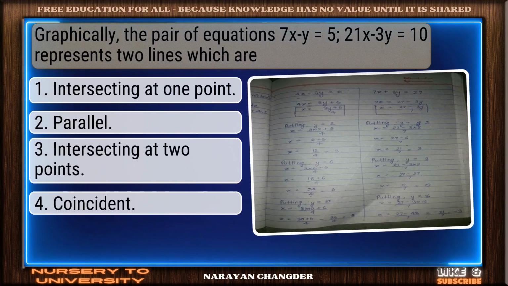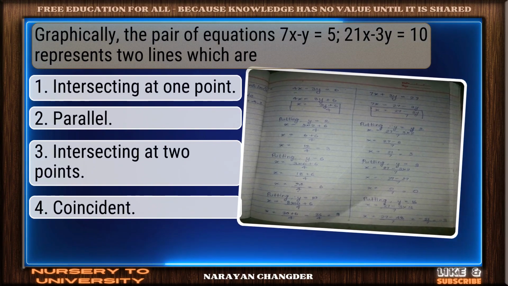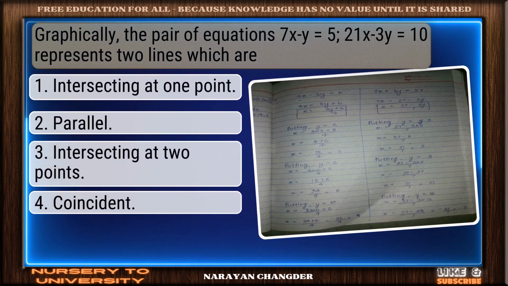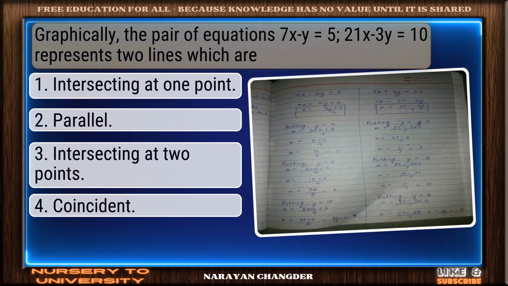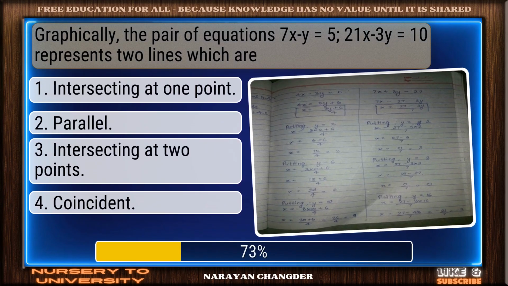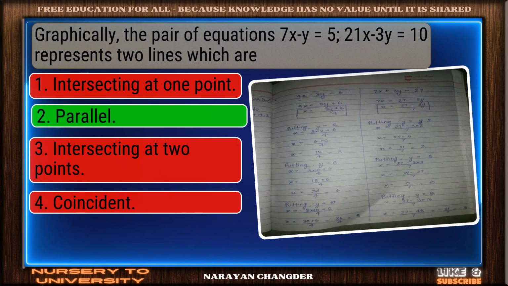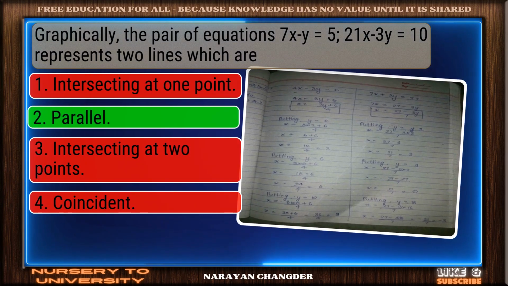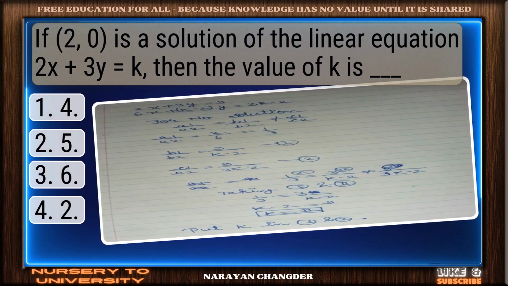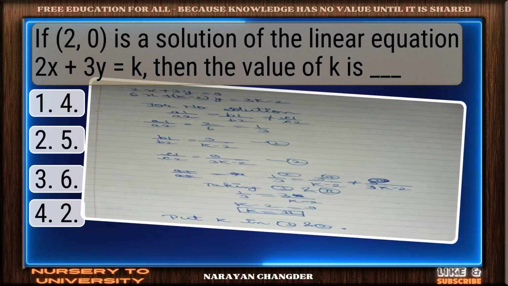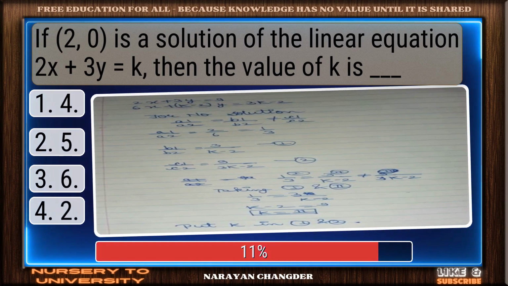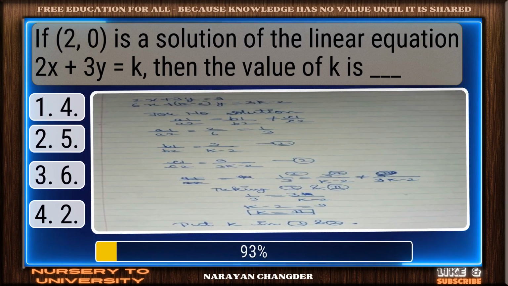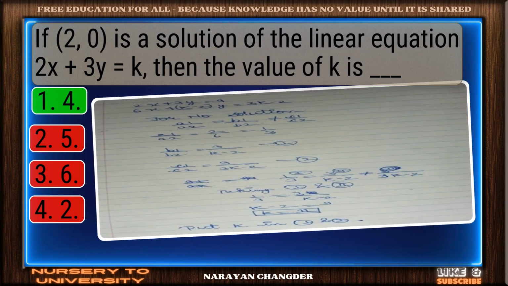Graphically, the pair of equations 7x plus y equal to 5, 20x plus 3y equal to 10 represents two lines which are. Great job. Parallel is accurate. If a point is a solution of the linear equation 2x plus 3y equal to k, then the value of k is dash. Right again. 4 is valid.